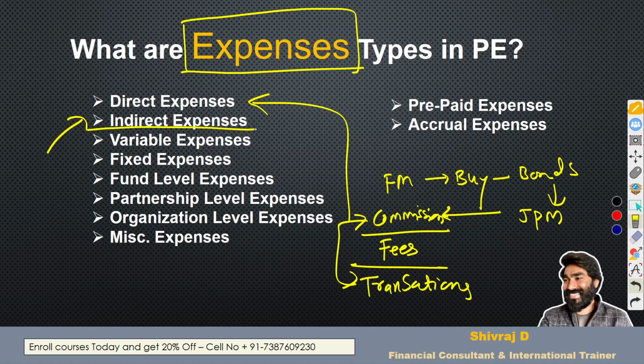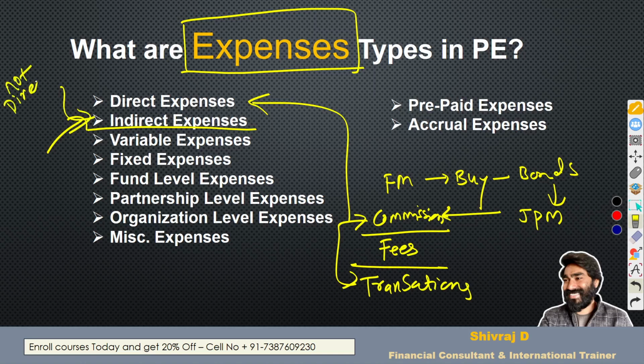For example, let's say admin fees, promotion of funds, schemes, legal, then custodial fees, financial reporting fees, partnership expenses, other expenses, miscellaneous expenses. So that comes under your indirect expenses. Indirect means which are not directly linked.